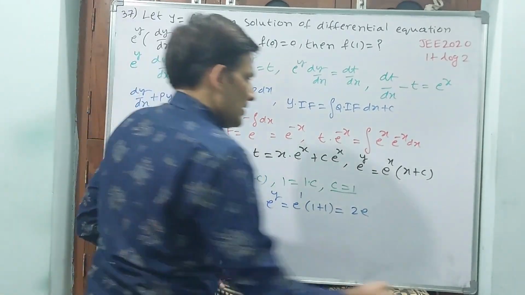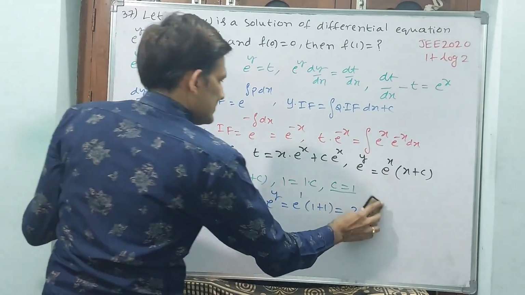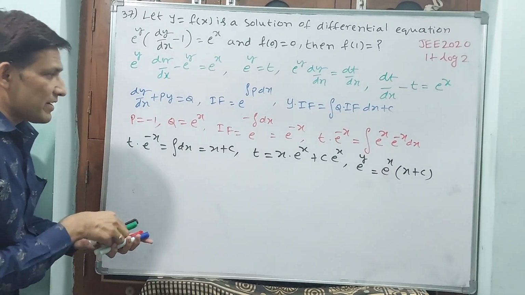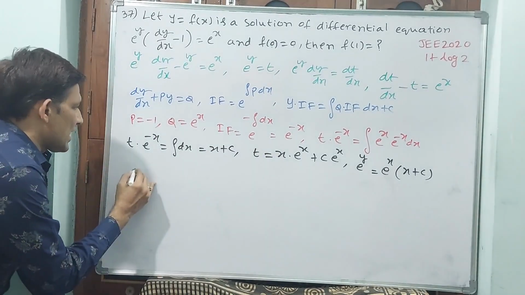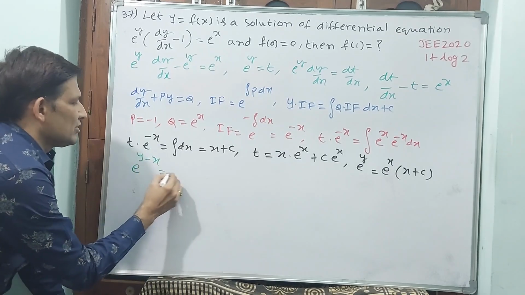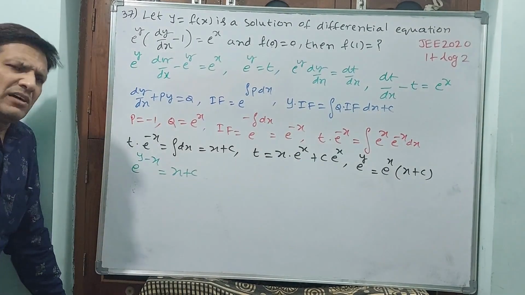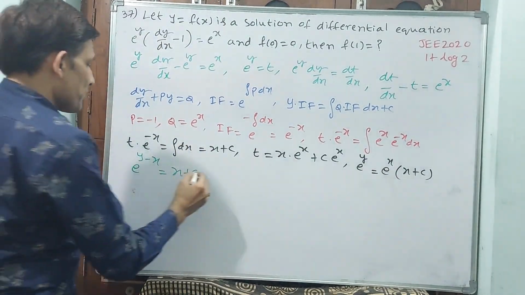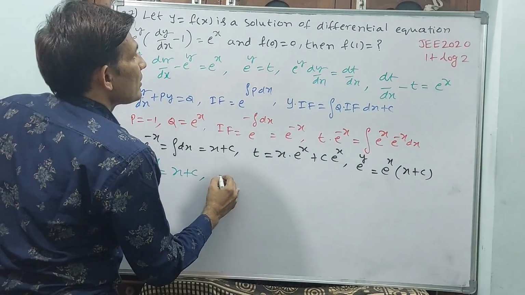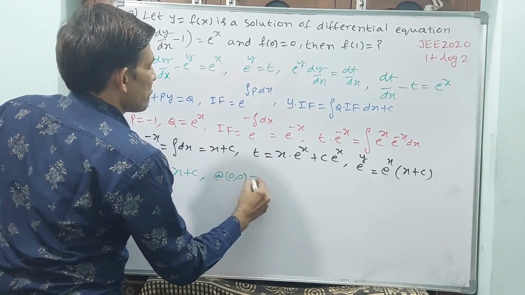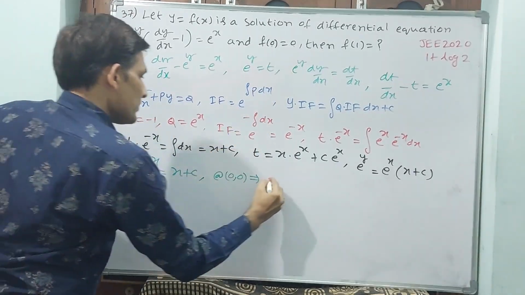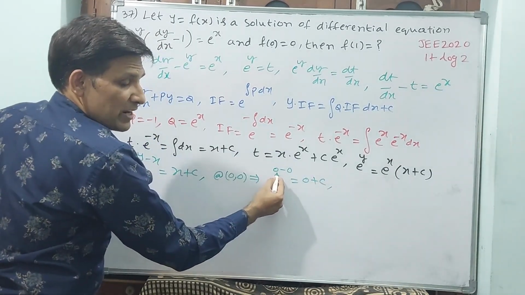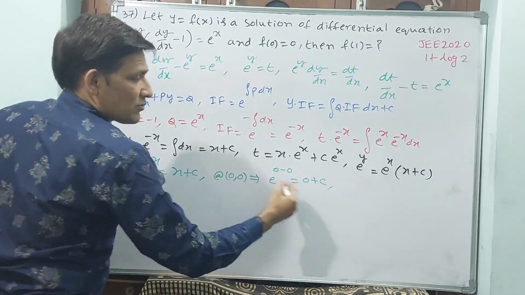Now we will do one thing in a different way. What is the different way? I don't send e power x to that side. I will write it like this: e power (y minus x) is equal to x plus c. Because e is the base and it comes to the denominator, I can take y minus x. Now at (0, 0), f of 0 is 0, that means e power (0 minus 0) is equal to 0 plus c. E power 0 is 1, so c is equal to 1.